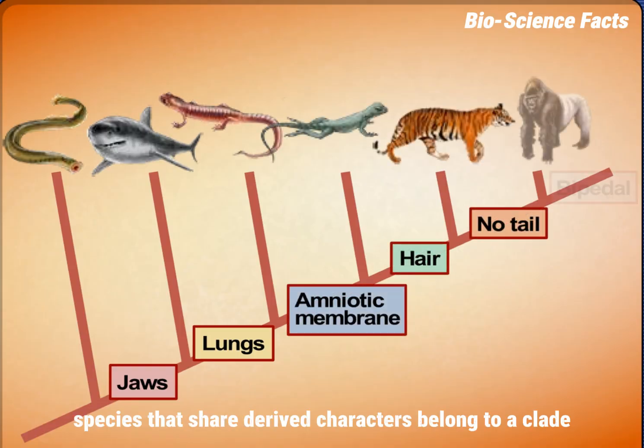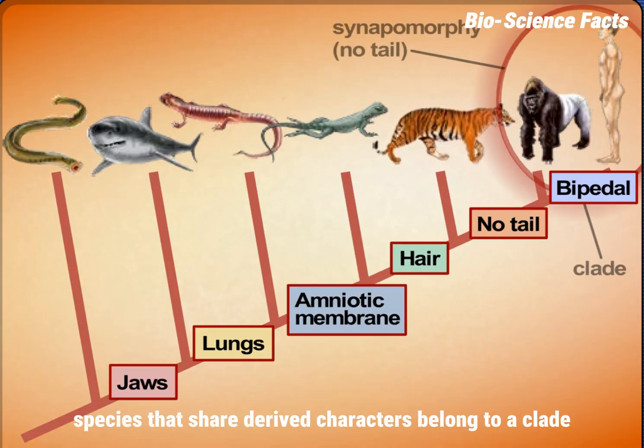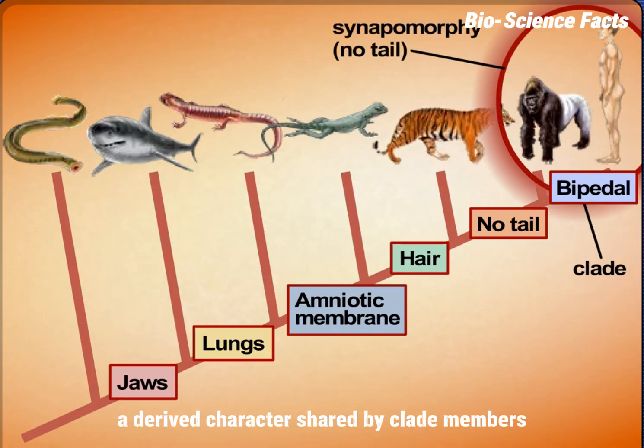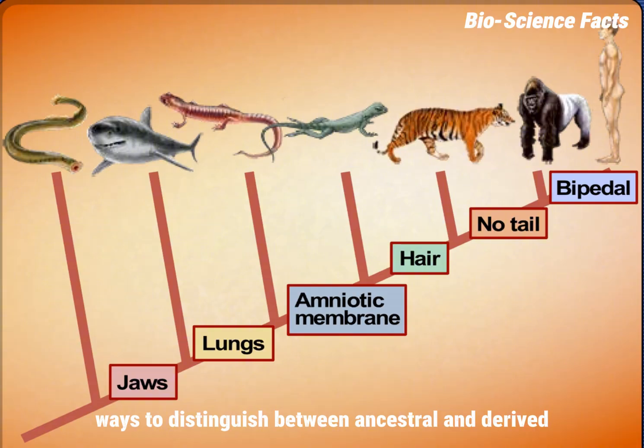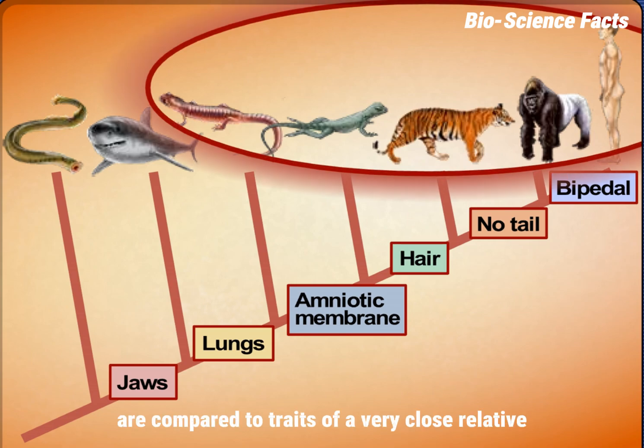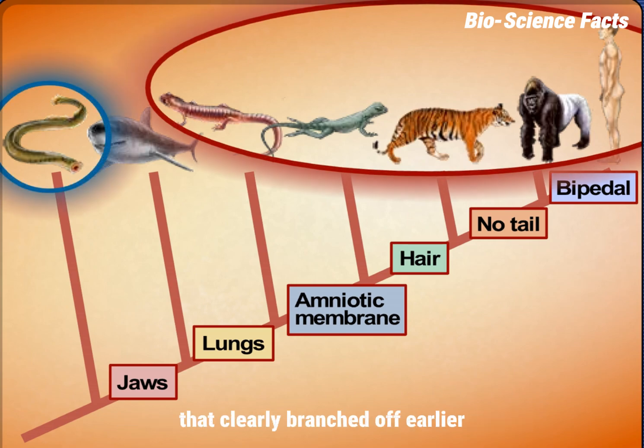Species that share derived characters belong to a clade. A derived character shared by clade members is called a synapomorphy of that clade. One of the most basic ways to distinguish between ancestral and derived traits is by outgroup analysis. In this approach, traits of the group being studied, the in-group, are compared to traits of a very close relative that clearly branched off earlier, the outgroup.